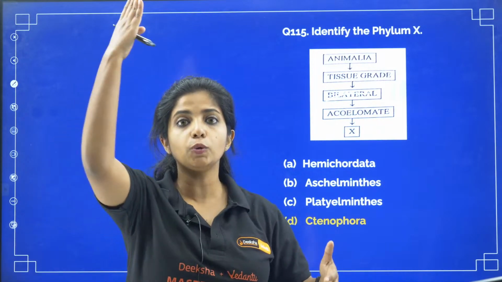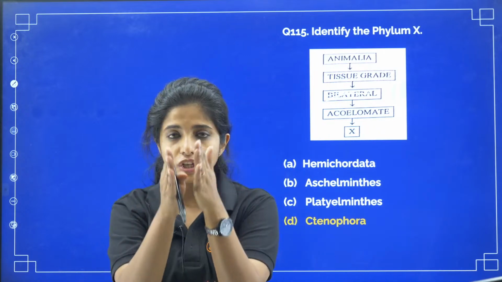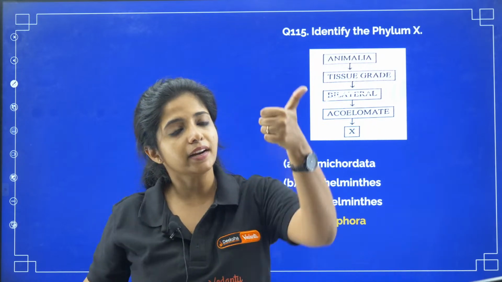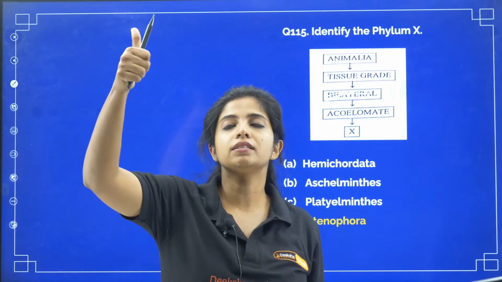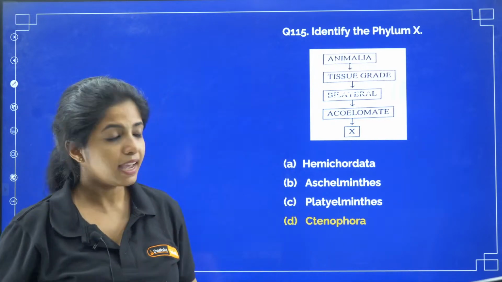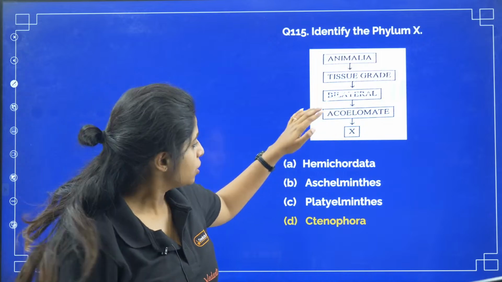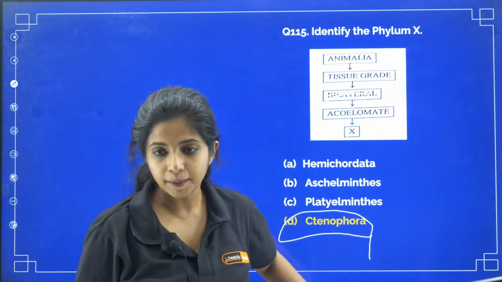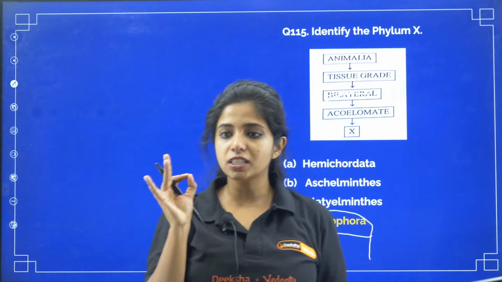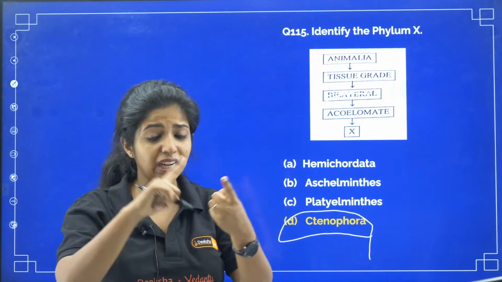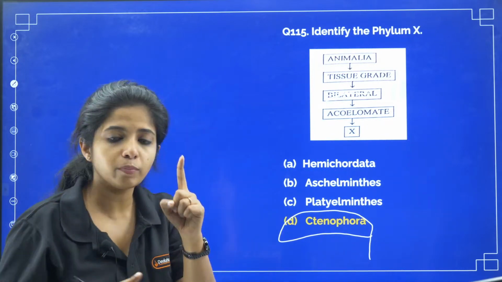That means they can be cut into equal halves from any plane passing through the center. That is radial symmetry, and that is found in both jellyfishes, that is Cnidarians, and also the comb jellies, that is Ctenophorans. And they are acoelomates as well. So over here you just have Ctenophora, so you go with that. And I'll tell you one more thing.